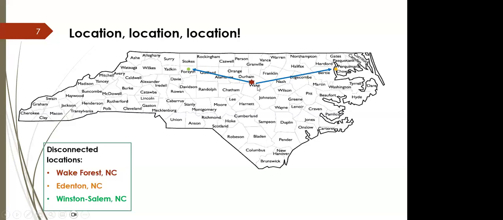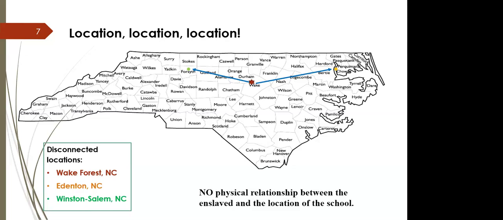Another little twist to this is that almost 100 years after this sale, Wake Forest University actually moved to Forsyth County, to the town of Winston-Salem, where it is located now. So in this rather unusual situation for descendant research, or even for any type of enslaved research, we have no physical relationship between the location of the enslaved and the location of the school. The enslaved were here in Chowan County.